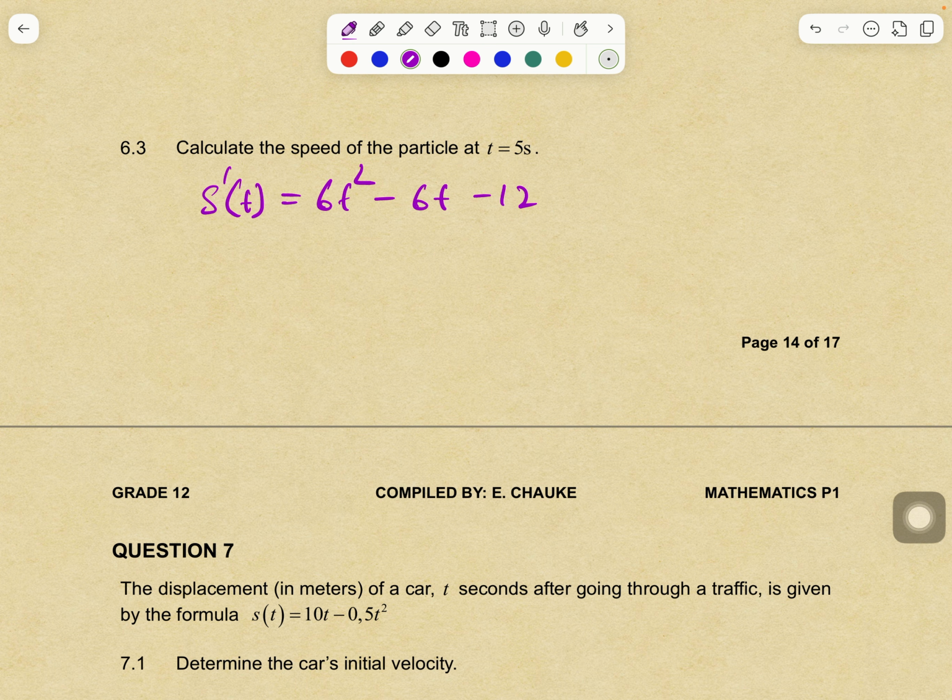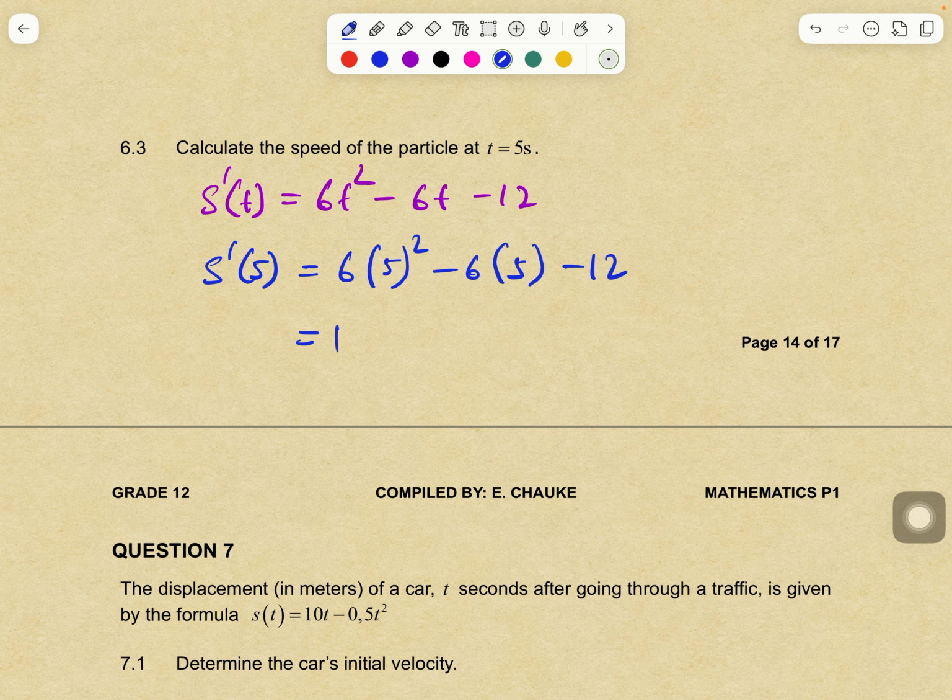But now they want you to find it at t. So you're going to have s prime at t, that is going to be 6 into, let's just put a 5 there. That means we're going to put 5, we square this, minus 6 into 5 minus 12. I can always type it on my calculator: 6 into 5 squared minus 6 into 5 minus 12.